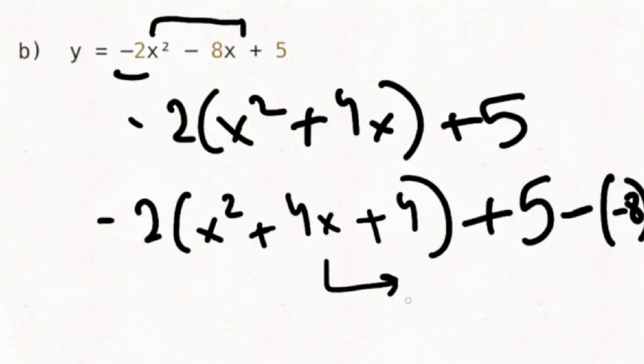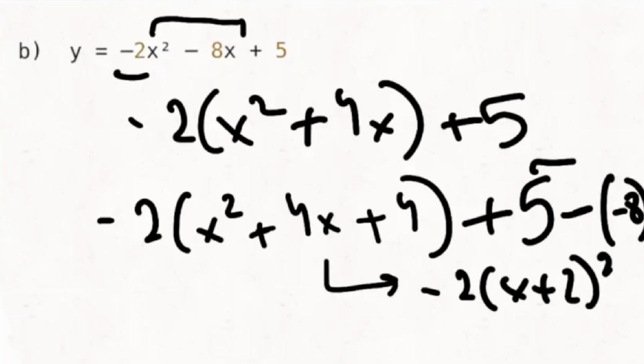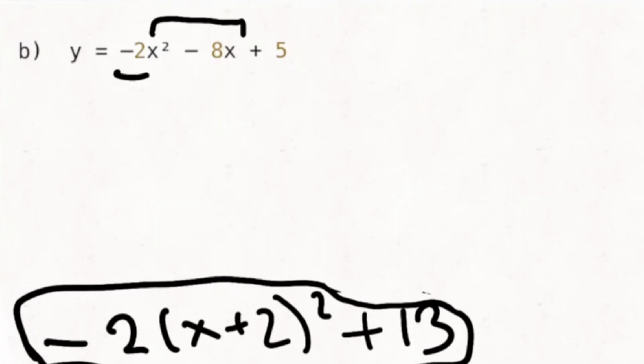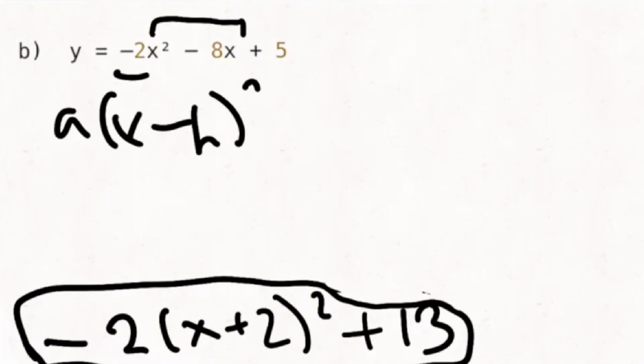The completed square is going to be negative 2 times x plus 2 squared. And if we do 5 plus 8, that's going to be equal to 13. So our vertex form for this standard form is going to be negative 2 times x plus 2 squared plus 13. And that's going to be our final value right here. So what's the vertex, right? That's the logical question. The equation for vertex form is a times x minus h squared plus k. Remember, we have plus 2 over here.